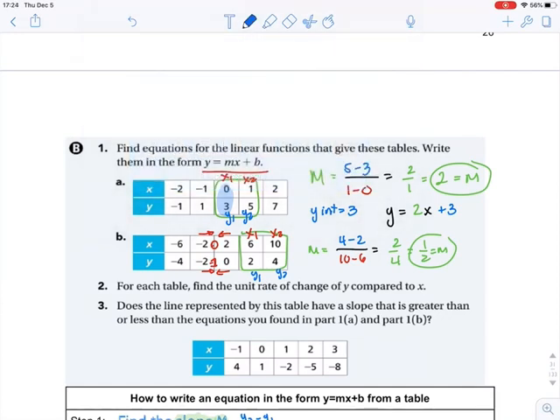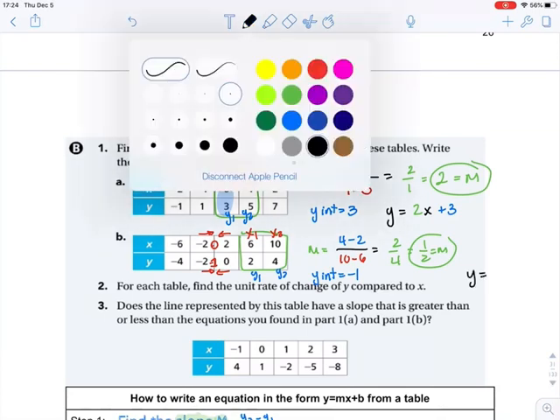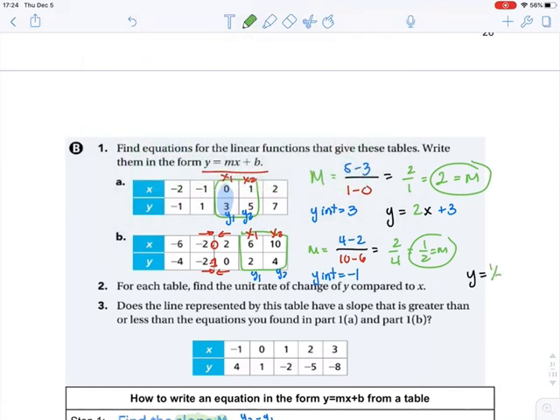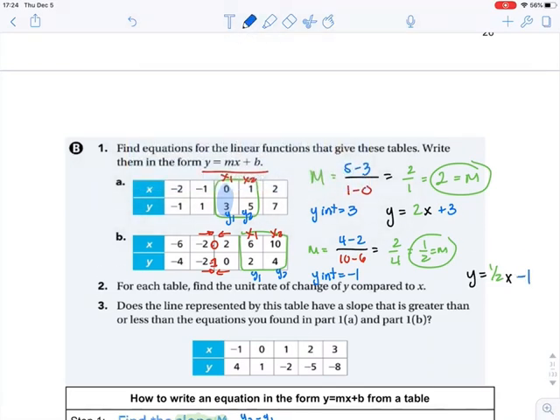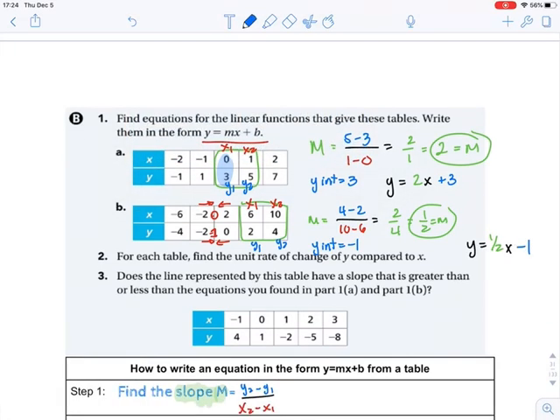So now we have a y-intercept of -1. Here's our equation. Y equals 1/2 x, and then our y-intercept of -1.